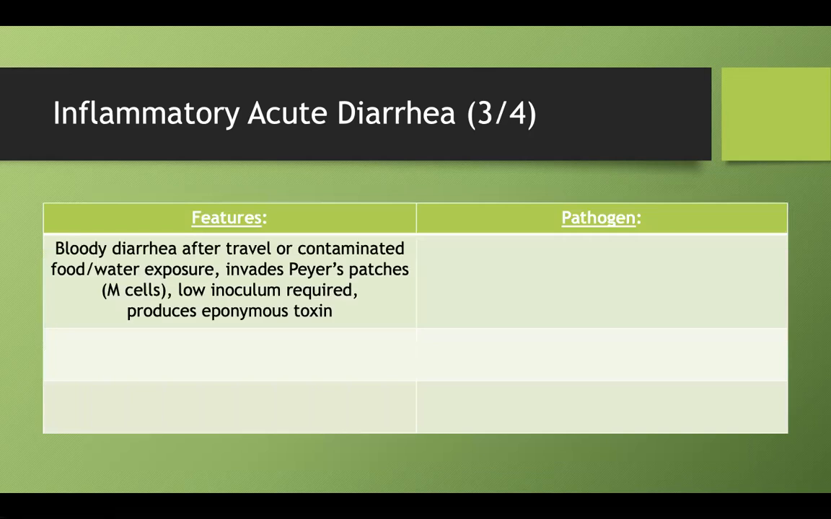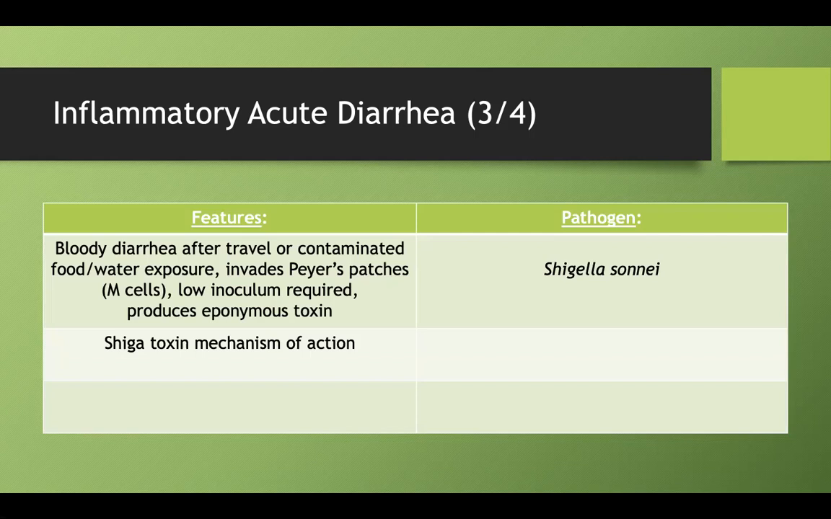What if you find somebody who has bloody diarrhea after travel or after some sort of contaminated food or water exposure? This, similar to Salmonella, will invade your Peyer's patches, so those M cells. But in contrast, you're going to require a very low inoculum. So this thing is very infectious and it produces an eponymous toxin. So the toxin is the same name as the disease itself. So this is your Shigella. This is Shigellosis or from Shigella sonnei. And so it has a Shiga toxin.